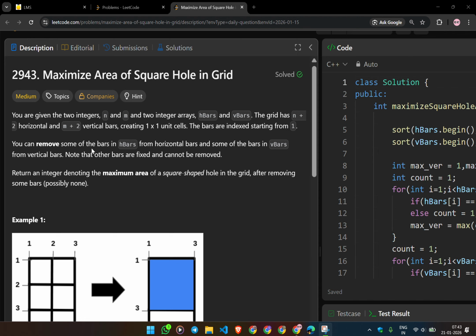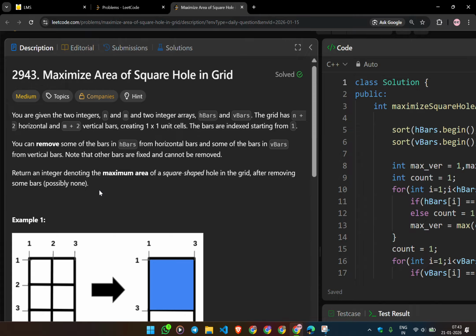You can remove some of the bars in hBars from the horizontal bars and some of the bars in vBars from the vertical bars. Note that other bars are fixed and cannot be removed. So here it is given that only the bars mentioned in hBars can be removed, and in vBars only those can be removed, or none of the bars can be removed. Then return the integer denoting the maximum area of the square shaped hole in the grid after removing some bars, possibly none.